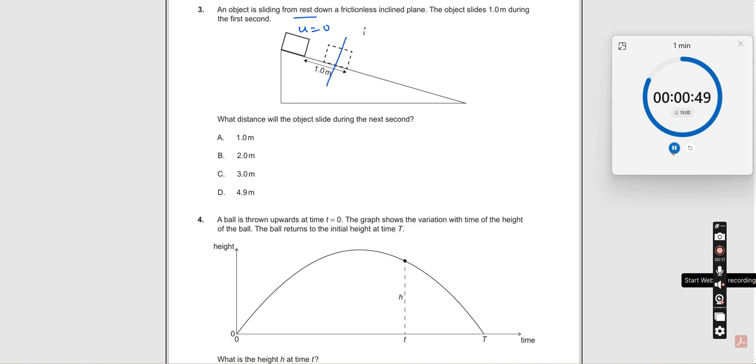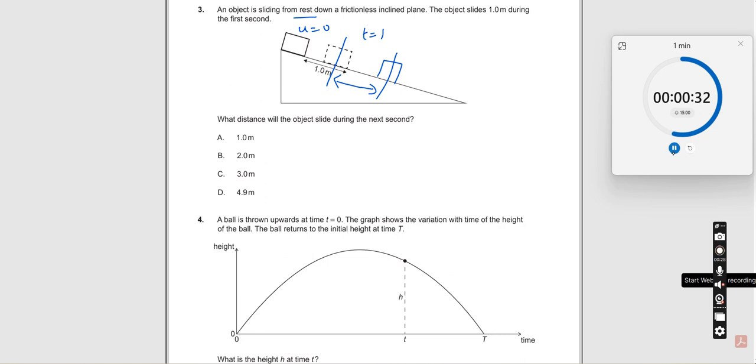At t equal to 1 second, this was the position of the object. What is the distance moved by the object in the next second? That means at t equal to 2 seconds, the object is somewhere over here. And he is asking you what is the distance. What will be the distance of the object during the next second? What is this distance moved over here?